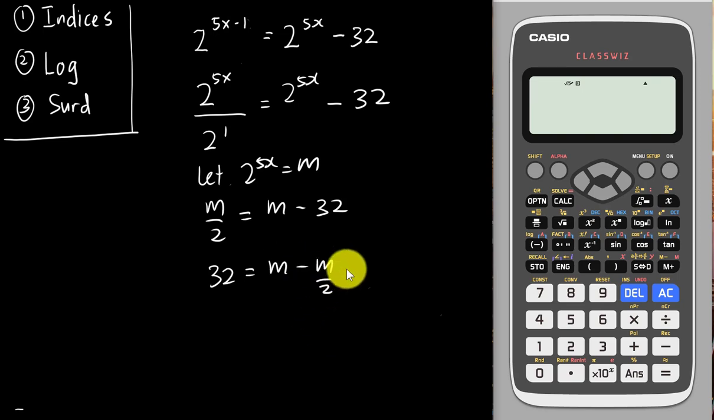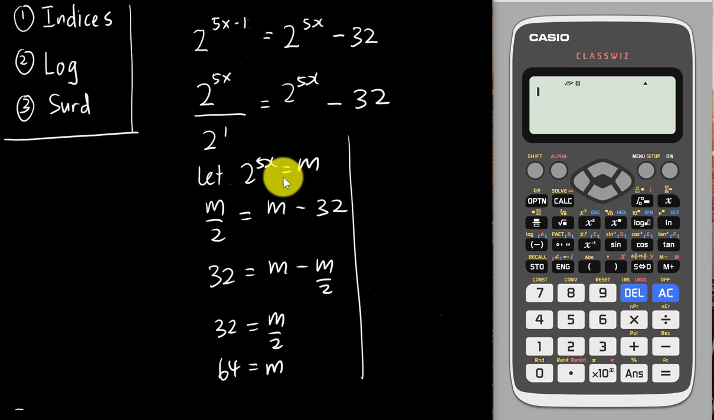So m minus m over 2 is just like 1 minus 1 over 2, the same thing, then you get m over 2 equals 32. Then you should know m equals 64. But you shouldn't stop here, right? Because we are not finding m. In order to solve this kind of question, we need to find x. What is my m? My m is 2 power of 5x, right? So I can say 2 power of 5x equals 64.